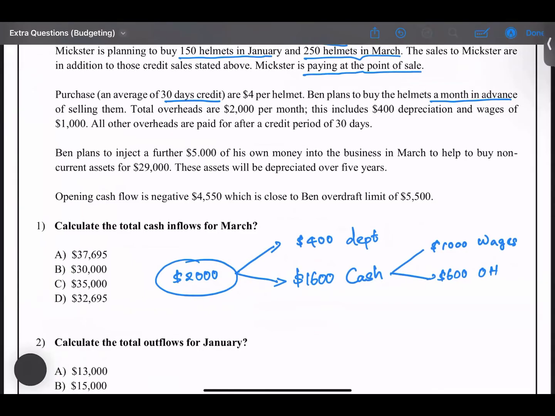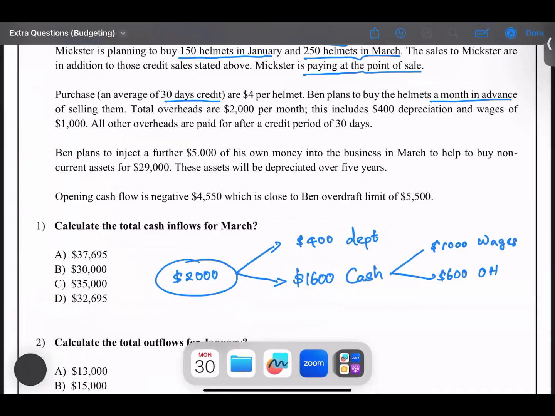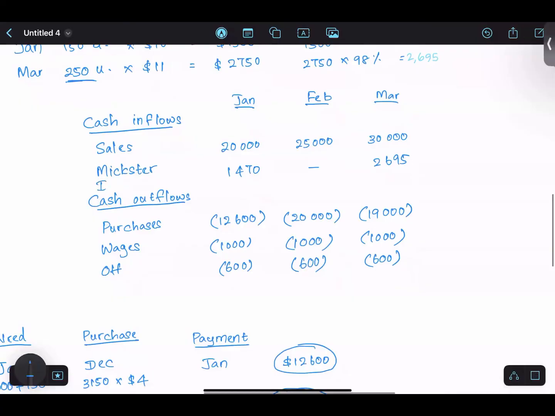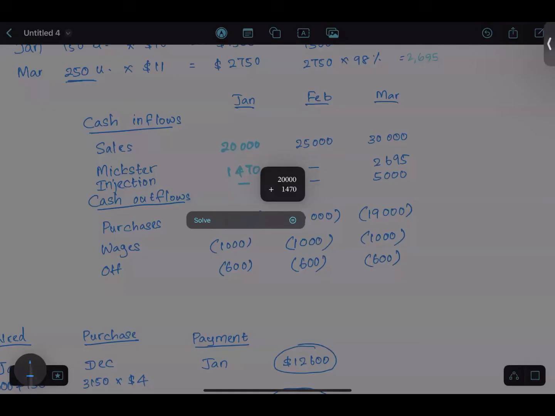Ben plans to inject a further $5,000 of his own money into the business in March. So Ben is investing 5,000 in his business in the month of March. So the injection is a cash inflow for the company. The month of March, that is 5,000.